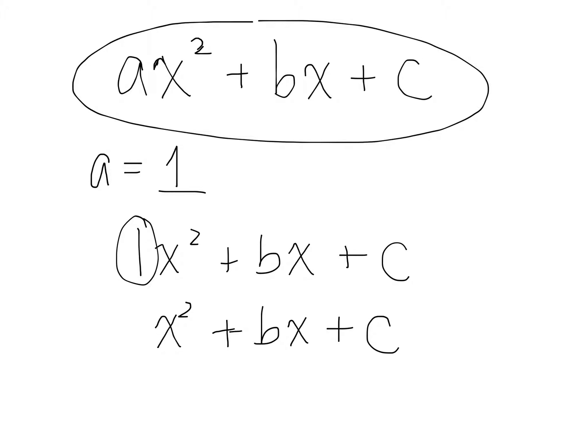How do we know this is called a trinomial? Why is this called a trinomial? Three different terms. Okay, so this is term 1, term 2, and term 3. So you're factoring trinomials in this form.